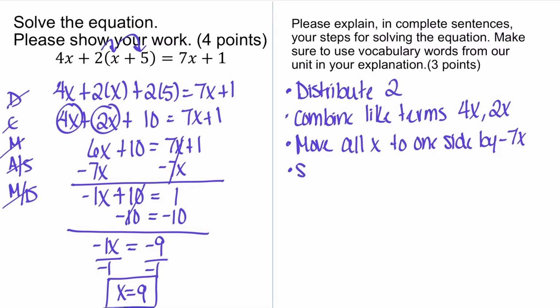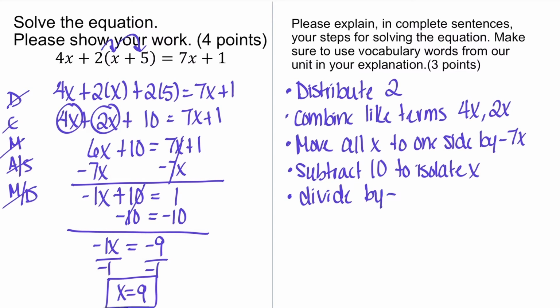Then we're going to subtract 10 from both sides, and what we're trying to do here is isolate the variable. And then we're going to divide by negative 1 to isolate the variable. Okay, because we're trying to get the variable by itself so we can find out what is the value of x.